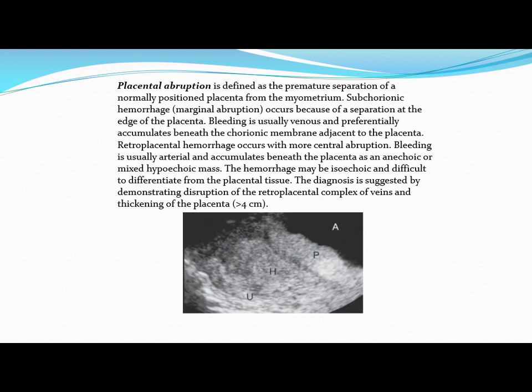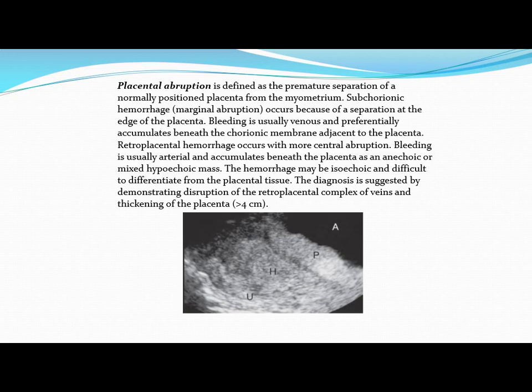Placental abruption is defined as the premature separation of a normally positioned placenta from the myometrium. Subchorionic hemorrhage occurs because of a separation at the edge of the placenta. Bleeding is usually venous and peripherally accumulates beneath the chorionic membrane adjacent to the placenta. Retroplacental hemorrhage occurs with more central abruption. Bleeding is usually arterial and accumulates beneath the placenta as an anechoic or mixed hypoechoic mass. The hemorrhage may be isoechoic and difficult to differentiate from the placental tissue.